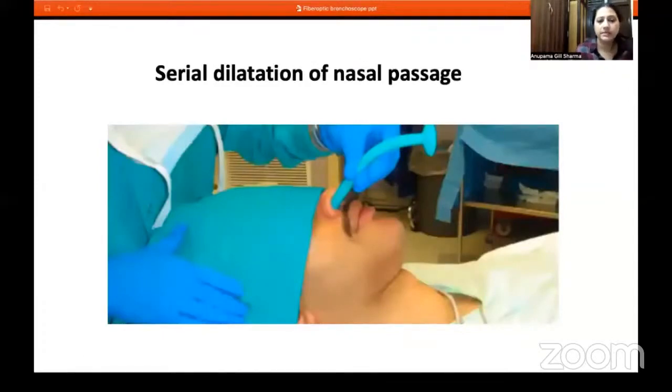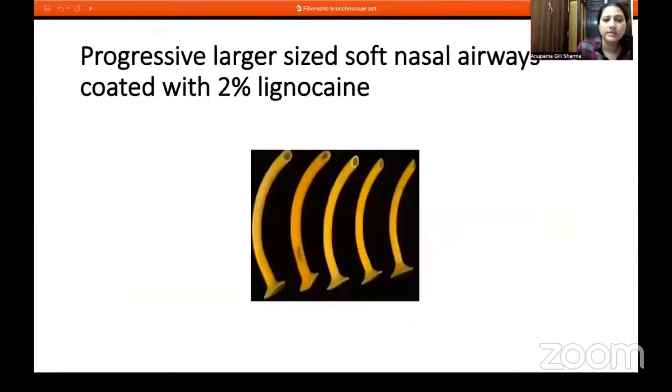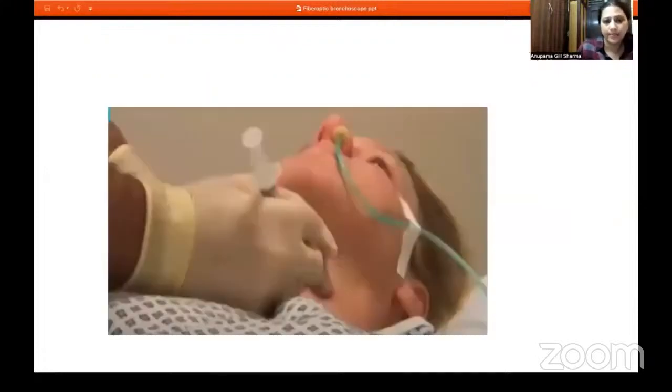Serial dilatation of the nasal passage is also a very good technique. If one doesn't have nasal airways, a small finger can also be used sometimes. Serial dilatation of the nasal passages is done with progressively larger size soft nasal airways coated with 2% xylocaine jelly.